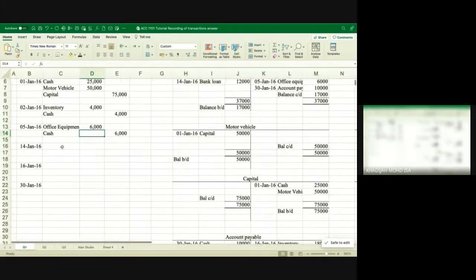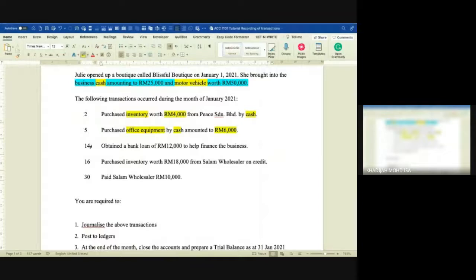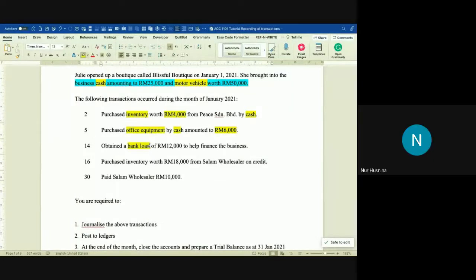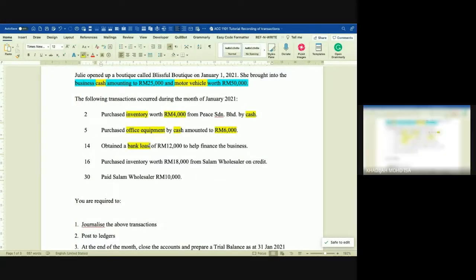Okay. Now we have obtained a bank loan, right? So bank loan here, what is it? Is it an asset, liability, or equity? Liability. It's a liability. You borrow money from the bank, so it's a liability. So now there's an increase of liability. The value is 12,000, and this is to help finance the business.